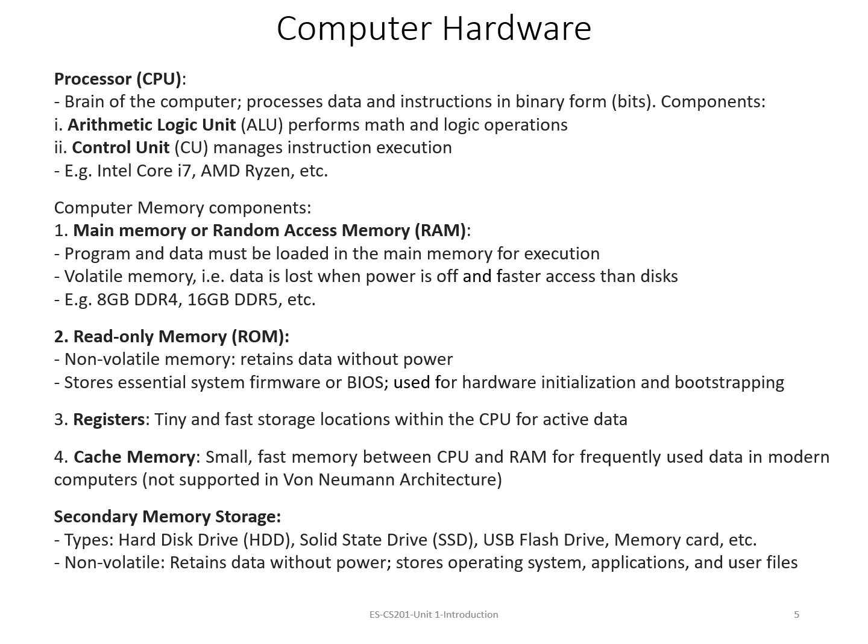3. Registers, tiny and fast storage locations within the CPU for active data. 4. Cache memory, small, fast memory between CPU and RAM for frequently used data in modern computers, not supported in von Neumann architecture. Secondary memory, disk. Types: hard disk drive, HDD, solid-state drive, SSD, USB flash drive, memory card. Non-volatile, retains data without power. Stores operating system, applications, and user files.